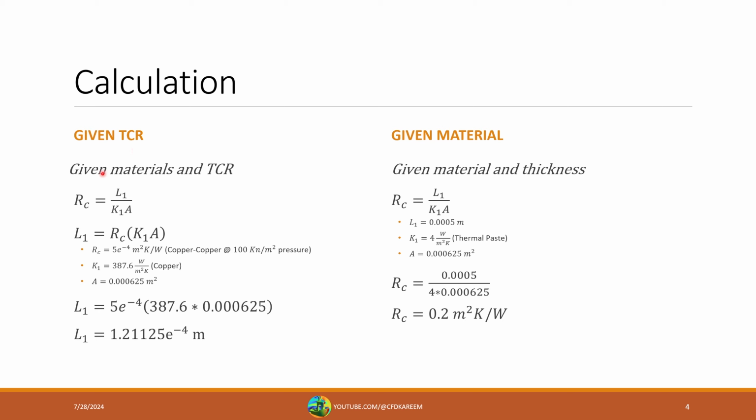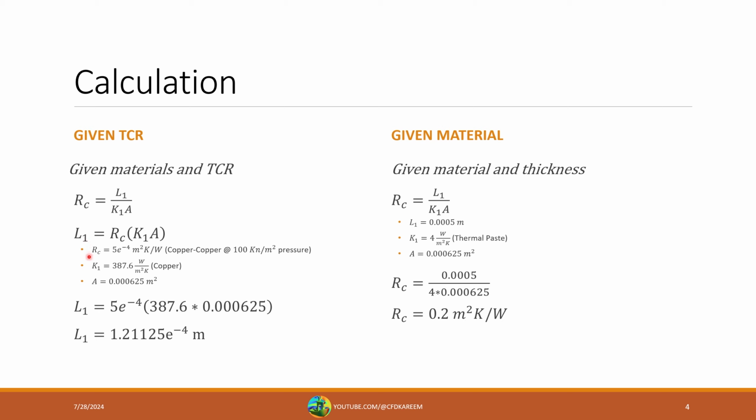So for example, in this case, where we may have copper in contact, we'll start with our equation for the thermal contact resistance, which is RC, or the thermal contact resistance, L1, which is the length of the material, K1, which is the thermal conductivity of the material that we'll give to Fluent, and then A, which is the area of the contact face. We can rearrange that equation to calculate L1, which we'll have to provide to Fluent.